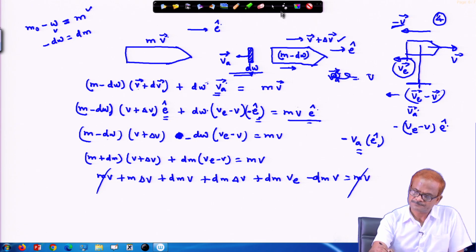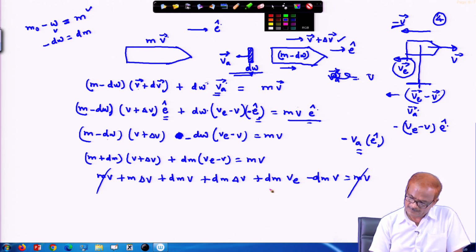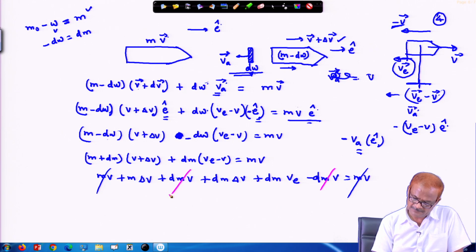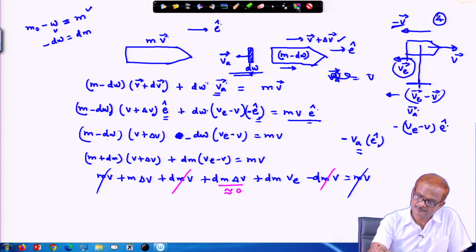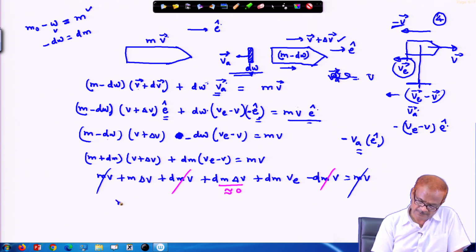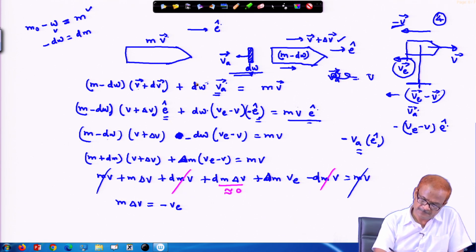This cancels out, and then minus dm v this drops out. This is the quantity which is of second order. So, this is nearly 0, okay, as compared to the other terms. So, therefore, we drop this term, okay, and we get here m delta v equal to minus v times this is delta m. Here we should have written delta W in all the places. It is okay, delta W or dW directly, whatever you want to write, it is okay.